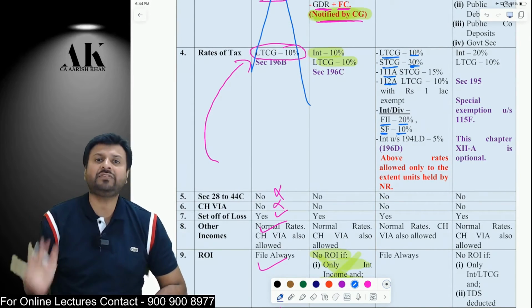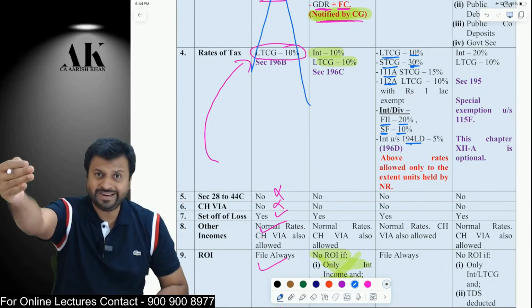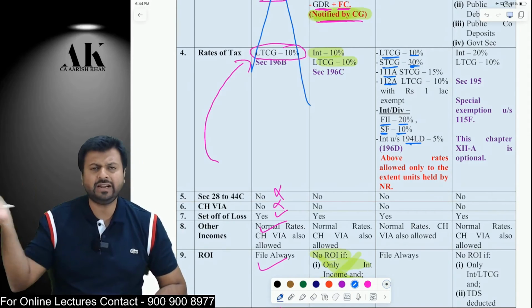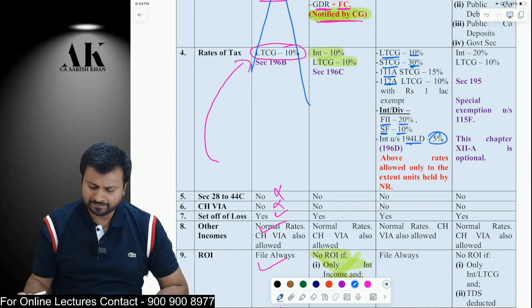And if 194LD is covered over here, if the non-resident FII is buying, say, rupee denominated bonds of Indian company or buying government securities or municipal debt security, then 194LD will apply and 5% tax will be applicable as per 194LD only. Okay, I hope it is clear.